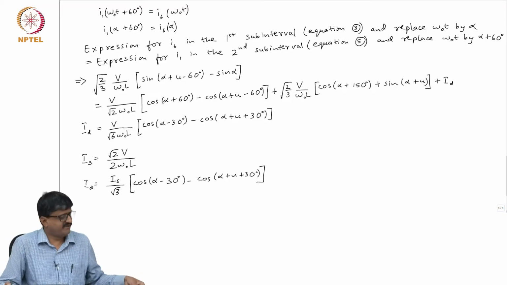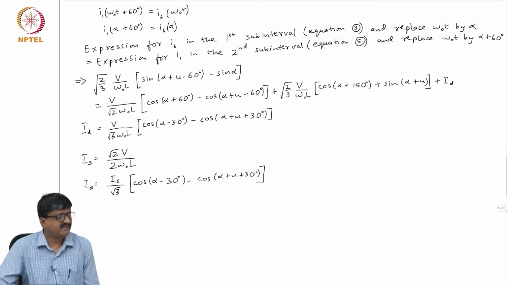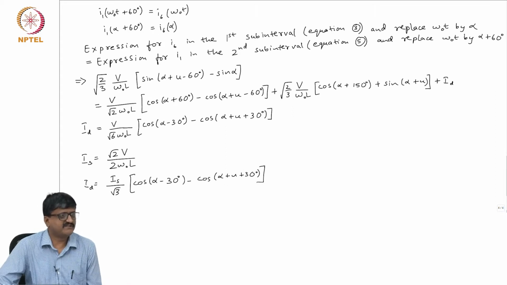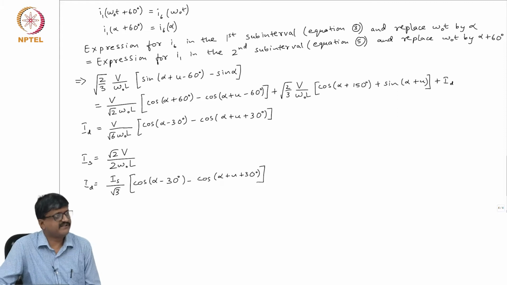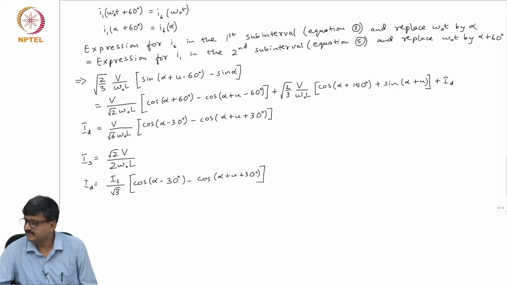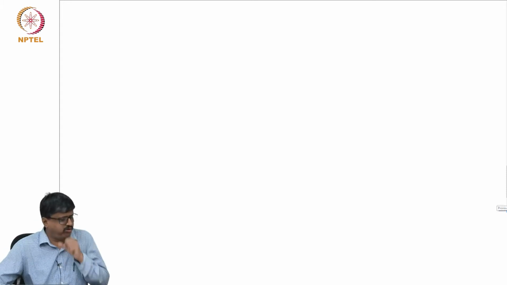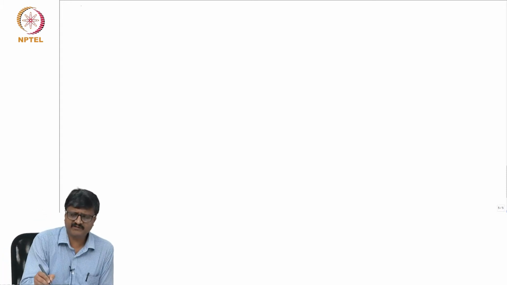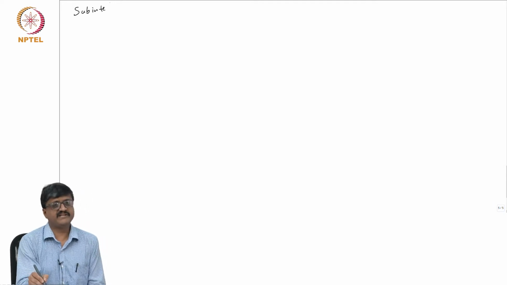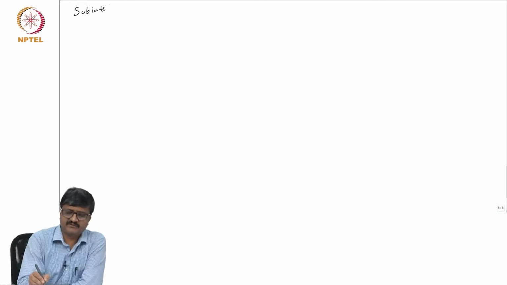Now, what we will do is we will form a table as we did for the previous cases and try to see what is the voltage across valve 1, what is the voltage across the DC terminals. So, I need to consider all the sub intervals and in each cycle there are 6 intervals and in each interval there are 2 sub intervals. So, there are 12 sub intervals in one cycle.